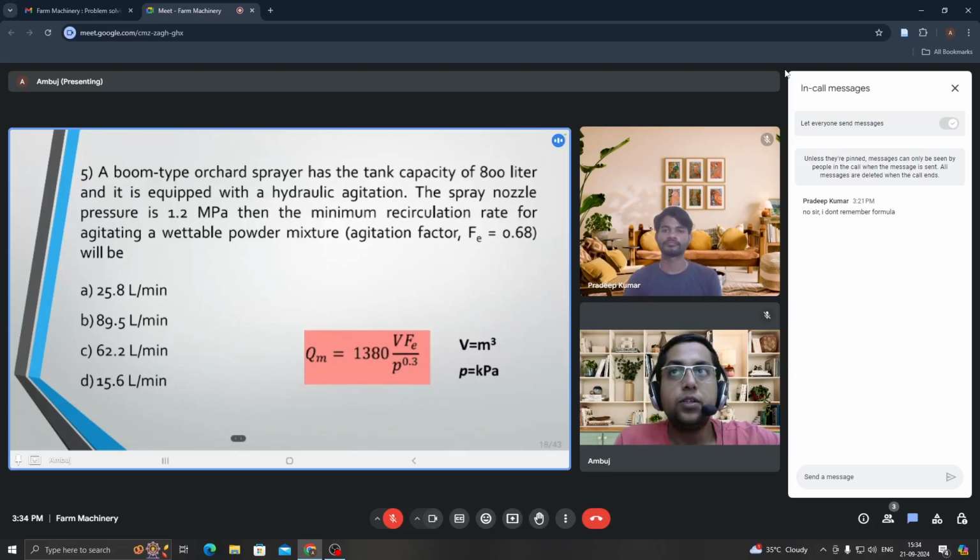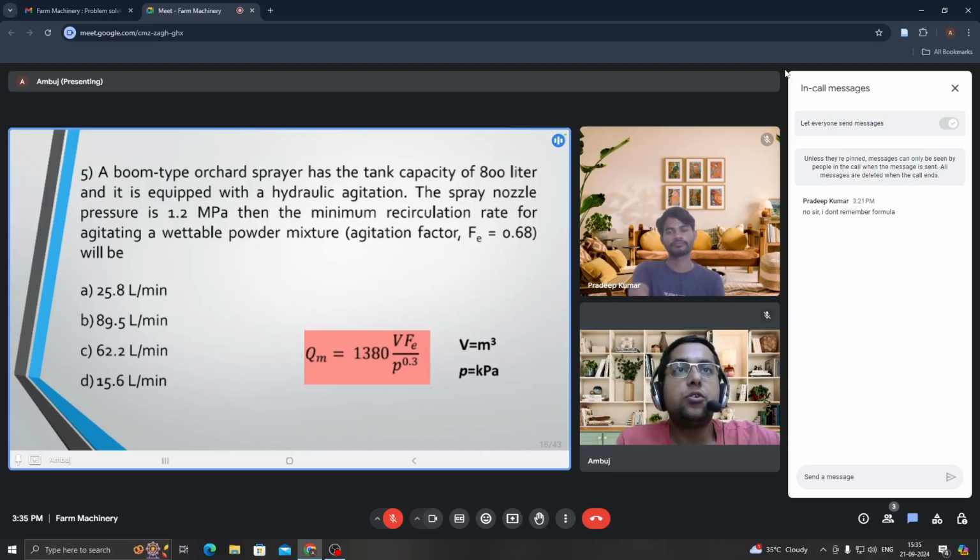Moving forward. Another numerical question. This was the only theoretical question. Now in this particular session, all the questions are numerical; no theoretical question is there. Moving forward: a boom type orchard sprayer tank has a tank capacity of 800 liter. It is equipped with hydraulic agitation. In the third question, that was mechanical agitation. This one is hydraulic agitation, where we use compressed air to agitate the liquid mix. The spray nozzle has a pressure of 1.2 megapascal (MPa).